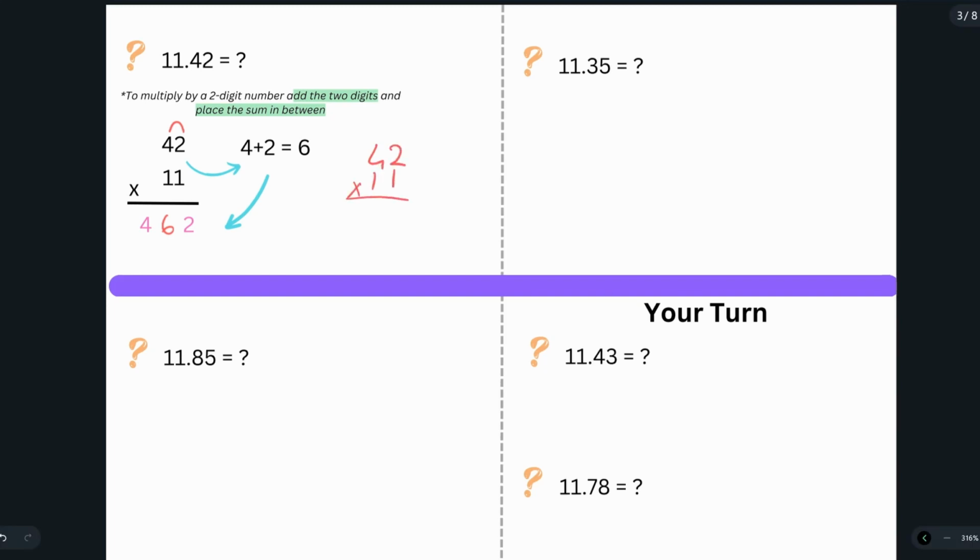Let's check if it's true. Times 11. 1 times 2 is 2, 1 times 4 is 4. 1 times 2 is 2, 1 times 4 is 4. Just add them up. 2, 6, 4. Let's do another example. Don't forget to pause the video and try it before I do. 35 times 11. We know the shortcut, so just rip apart the 35 into 3 and 5 and add these numbers. 3 plus 5 is 8, so the answer is 385.